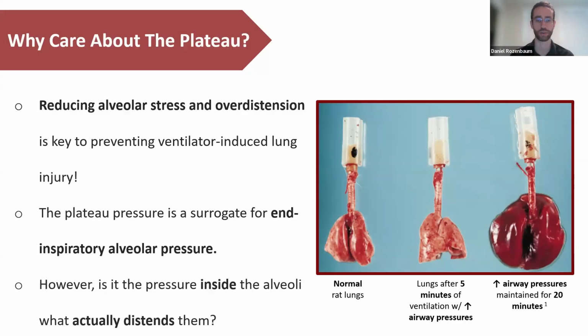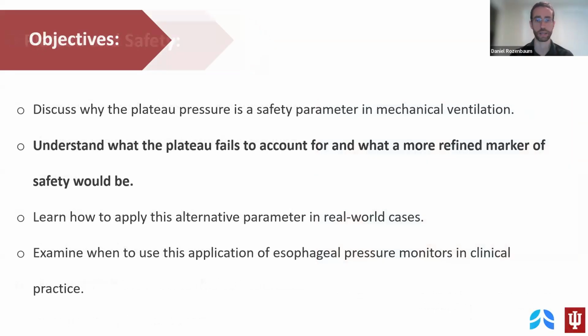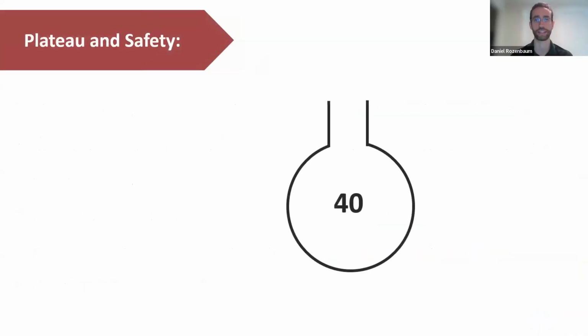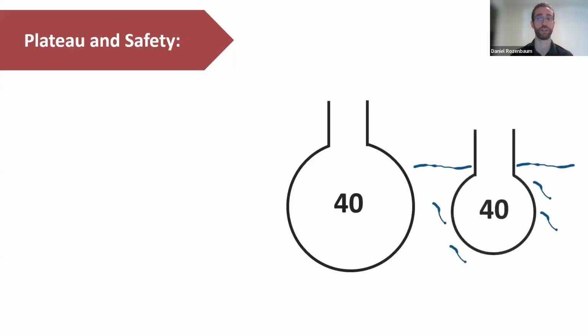To answer this question, I'll use an analogy. Imagine you have a balloon connected to a straw, and you keep inflating the balloon until it bursts when the pressure inside it reaches 40 centimeters of water. What do you think would have happened, though, had the balloon been submerged? Do you think it would have burst at the same pressure? Certainly not. Why? Well, because what actually distends an elastic structure is not the pressure inside it, but the pressure across its walls. Here, the pressure inside the balloon minus the hydrostatic pressure surrounding it.